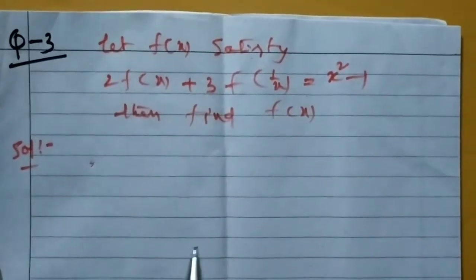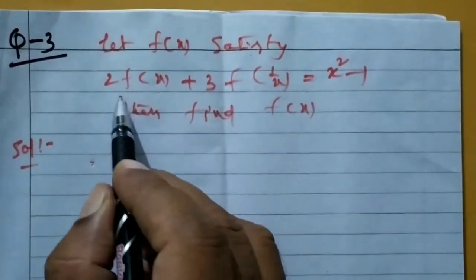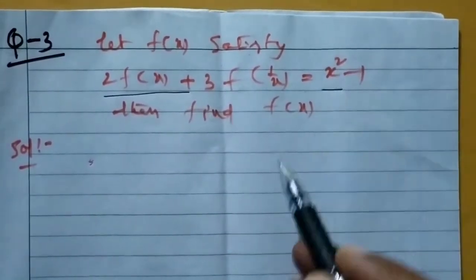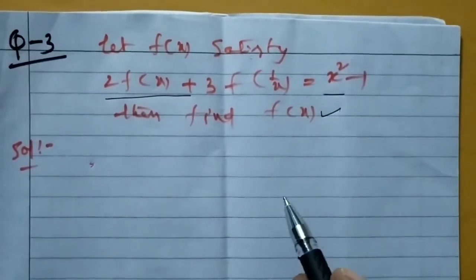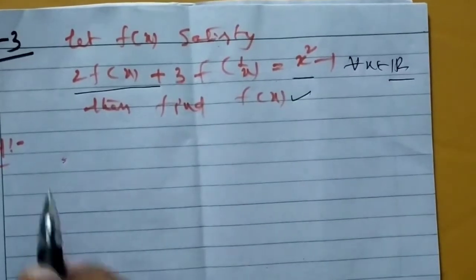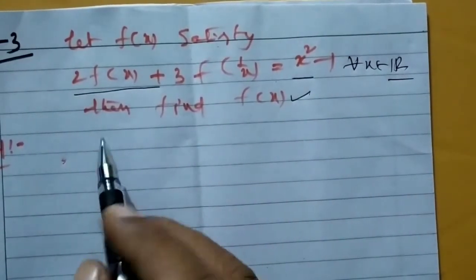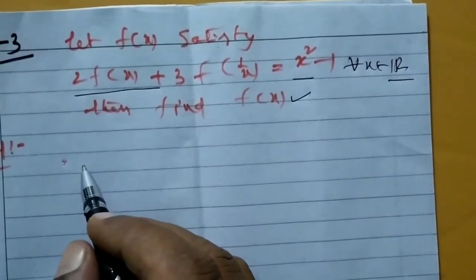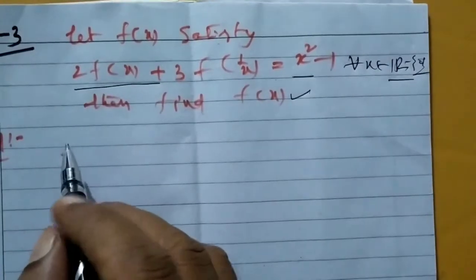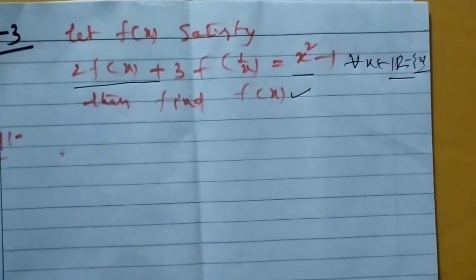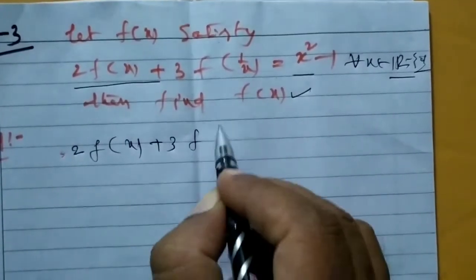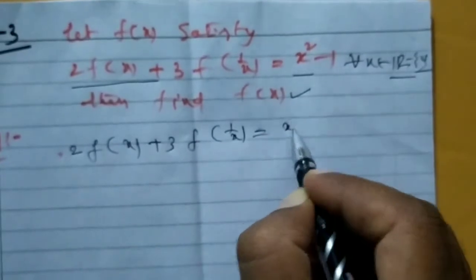See the next question. Let f(x) satisfy the functional relation 2f(x) + 3f(1/x) = x squared - 1. We need to find f(x) for all x belonging to R minus 0. Here, the given functional relation is 2f(x) + 3f(1/x) = x squared - 1.